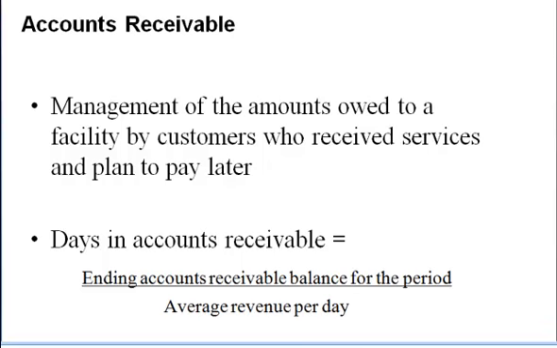Typically, performance statistics maintained by the Accounts Receivable Department include days in AR, or accounts receivable, and also aging of accounts. How we determine days in AR: we take the ending accounts receivable balance for the period we are looking at and divide that by the average revenue per day.